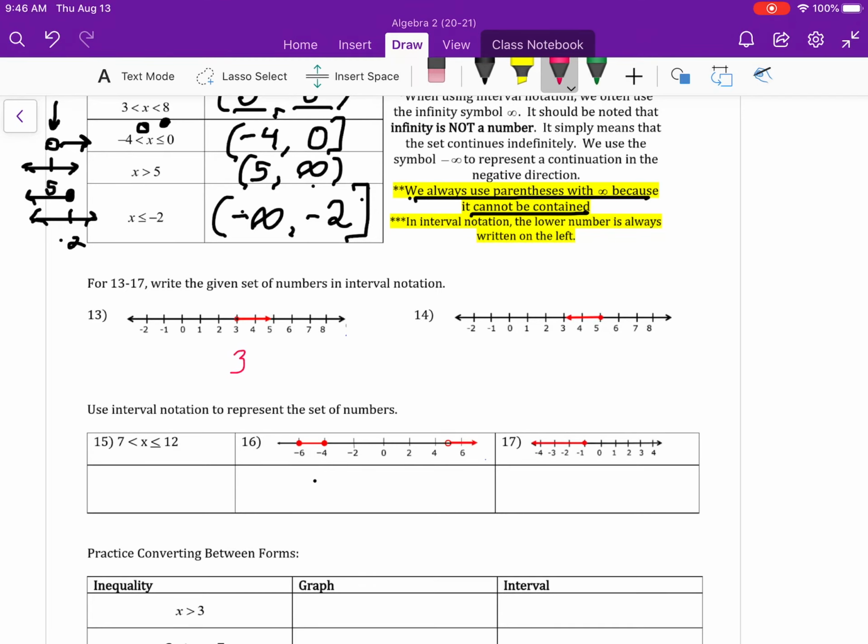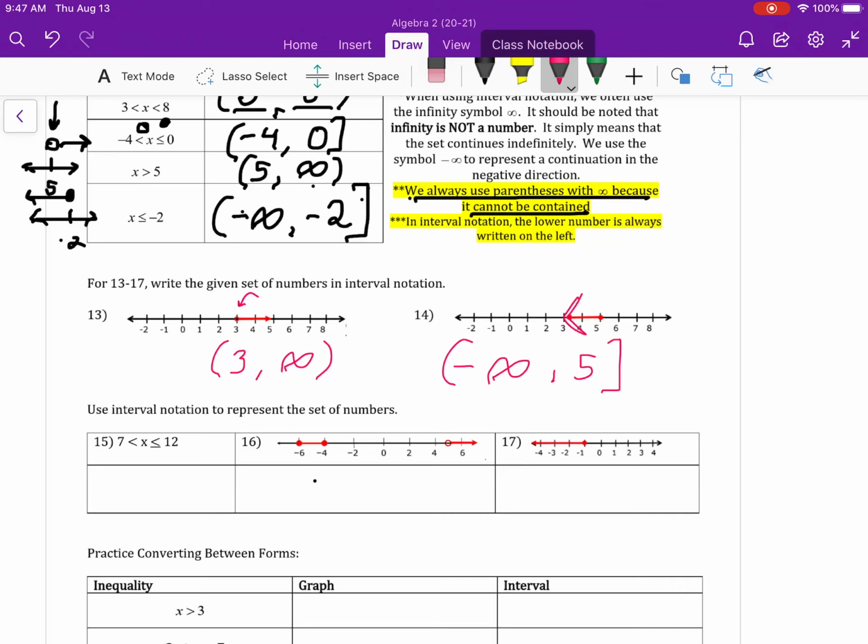Let's see this first one. What's the left point? 3. There's an arrow that goes to infinity forever. Let's see, that looks like an open dot right here. And we always use a parentheses around infinity. All right, over here, let's see, there's an arrow going to the left forever here. So it's going to be negative infinity on the left because it's going forever to the left. And it stops at 5, and we're going to have a bracket because it's a closed circle.